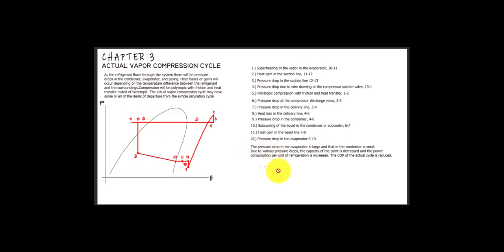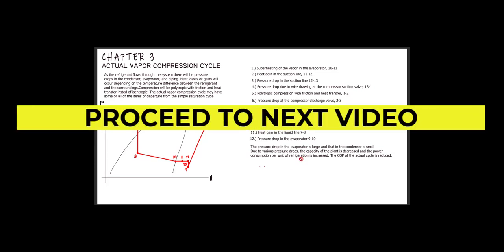Due to the various pressure drops, the capacity of the plant usually decreases, and we have a corresponding increase of power consumption due to the decrease of the efficiency of the plant. Now, the COP of the actual cycle is reduced. We will have a sample problem on these so that we can fully understand what is happening in the actual vapor compression cycle. This will be discussed in the next video.